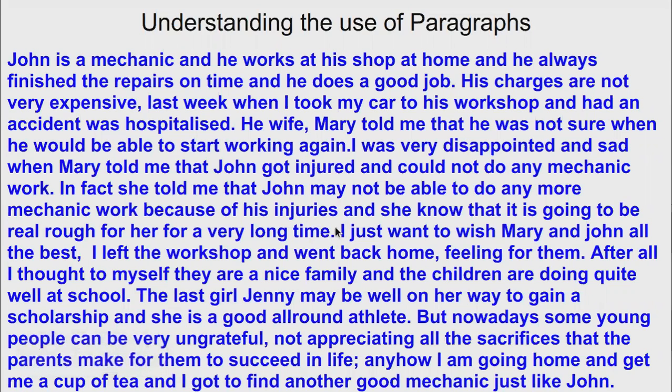Are you following so far? From here down to here. But of course, you have to put in your appropriate punctuation marks and what have you. Now, you can start another paragraph with I just want to wish, because this is now a whole different expression of the writer's thoughts. They're reflecting now on what they were told. So, this is the response. I just want to wish Mary and John all the best, and you go on from there.